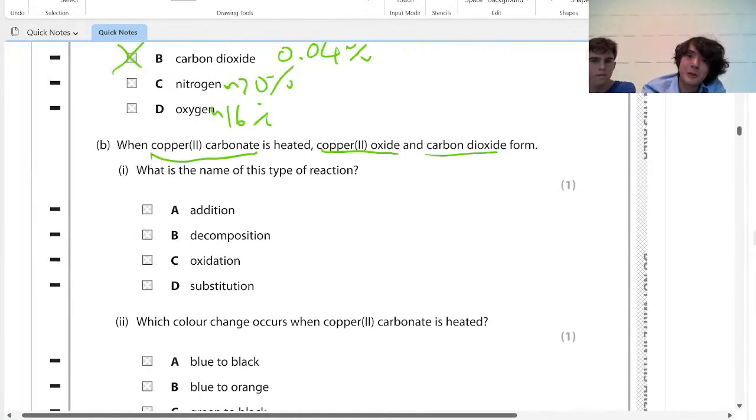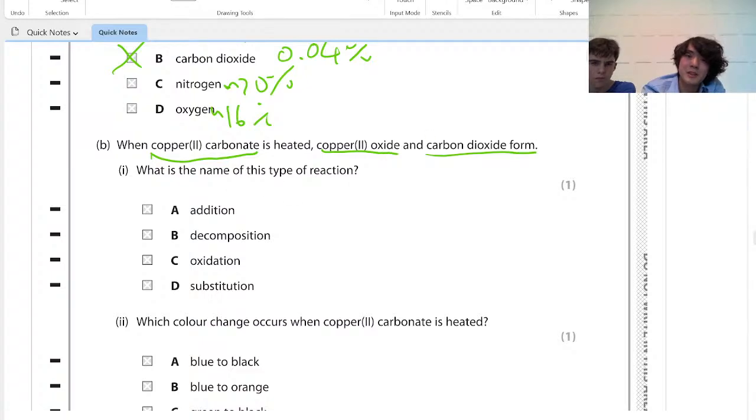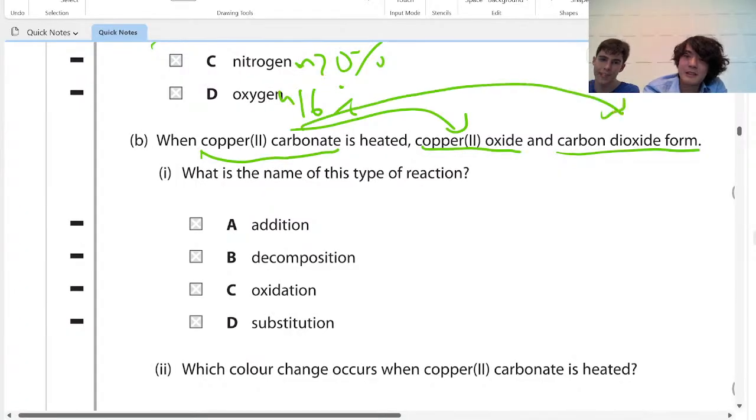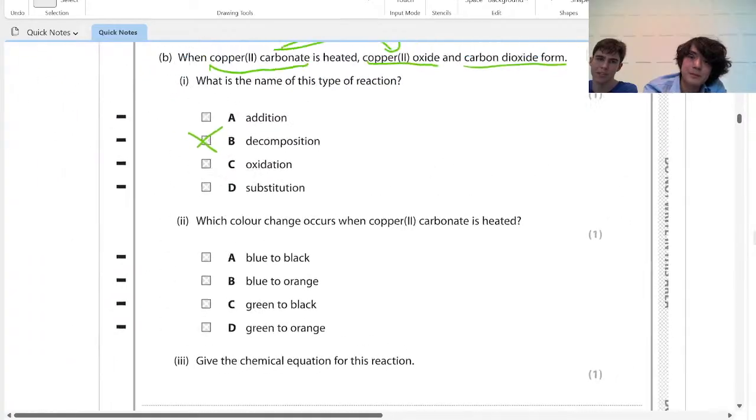Copper carbonate is heated. Copper 2 oxide and carbon dioxide form. What's the name of this type of reaction? So it's one big thing, one thing going to two things through heat. So it's decomposition, and it's specifically thermal decomposition if it asks.